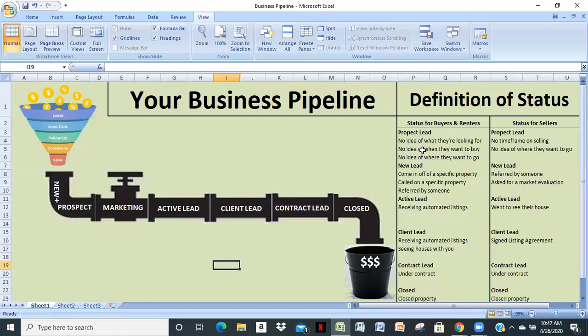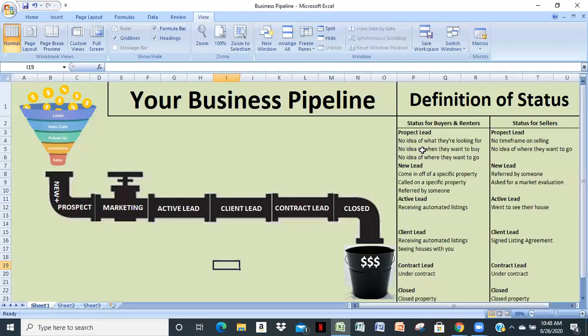In other words, they're out there, they don't really have any sense of urgency, there's really no direction, but you're going to keep them in that pipeline. You're going to market yourself to them so that at some point, the goal is to reactivate them, right?